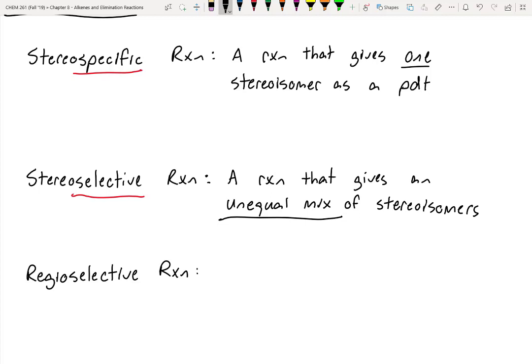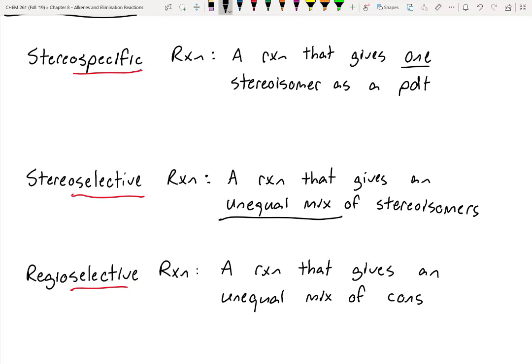All right, in this case, again, the root is selective. What does that imply? Are we getting one thing or multiple things? Multiple things. And in this case, it's not going to be stereoisomers. It's going to be regioisomers. What do we call it if you get a mixture of products where they have different connectivities but the same molecular formula? Constitutional isomers. So it's a reaction that gives an unequal mix of constitutional isomers.